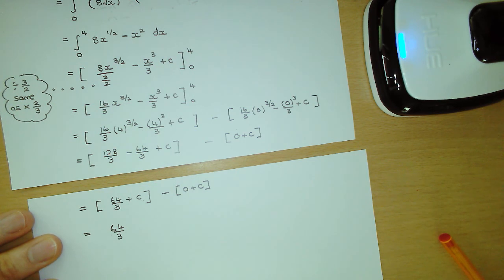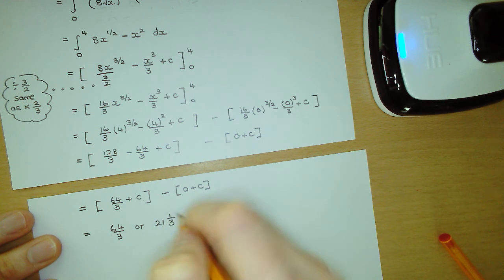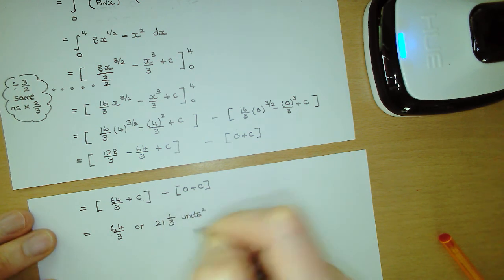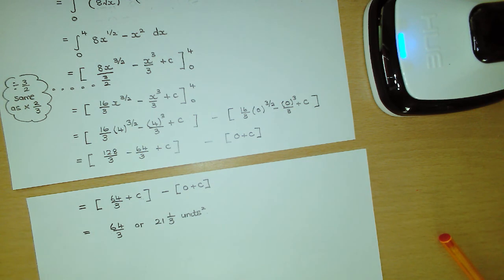And then again, when you get that, you can hit your Shift SD button. It changes it into a mixed fraction, and that's going to give you 21 1/3, and it's going to be square units. And that is our answer for example 2. So you can see example 2 was harder because you had to do a bit of maths first to work out what the limits were, and then you were able to go ahead and integrate.